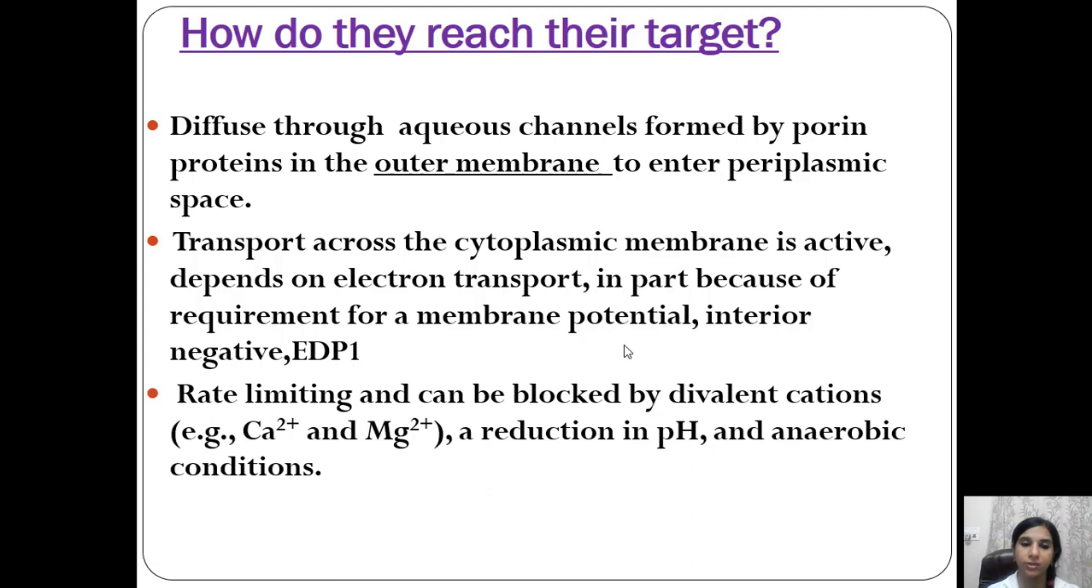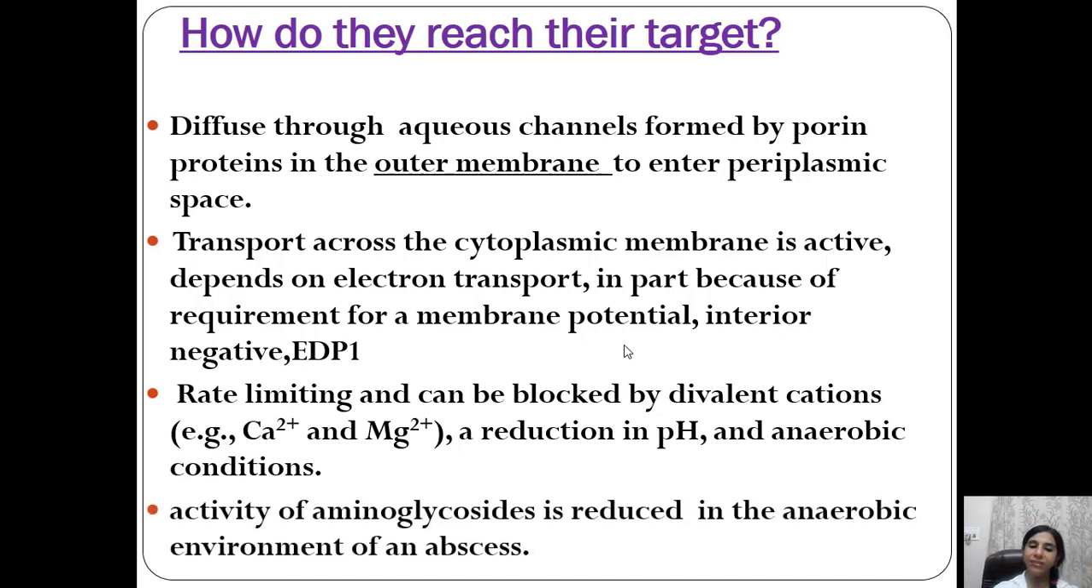These active processes are not unlimited. It is a rate limiting process and can be blocked by divalent cations like calcium and magnesium. The permeation of aminoglycosides inside the bacterial cell via the cytoplasmic membrane is also decreased by reduction in pH. That means if the pH is acidic, it will not facilitate the movement of aminoglycosides inside the cell, and also by anaerobic conditions. So these are some conditions which will block the permeation of aminoglycosides inside the cell.